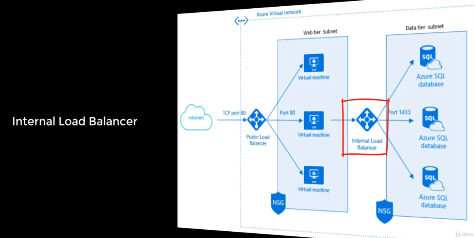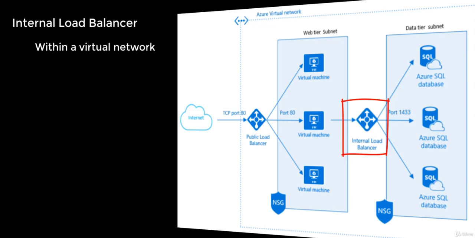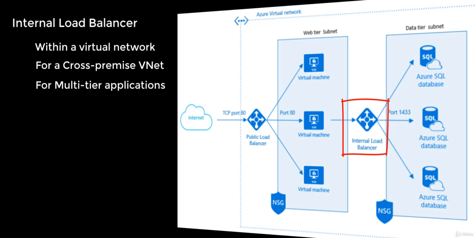That means that an internal load balancer will help us achieve different kinds of load balancing. It could be load balancing from virtual machines in a virtual network to a set of virtual machines that reside within the same virtual network. It could also load balance from an on premise computer to a set of virtual machines that reside within the same virtual network.